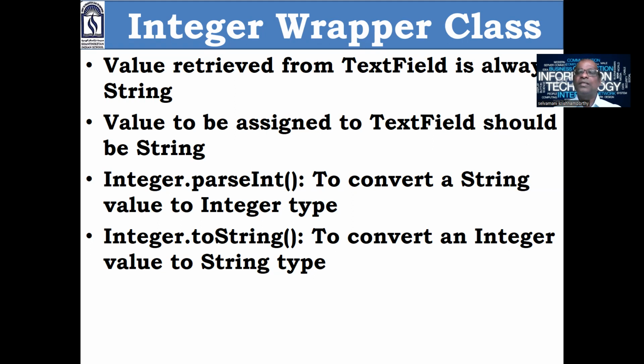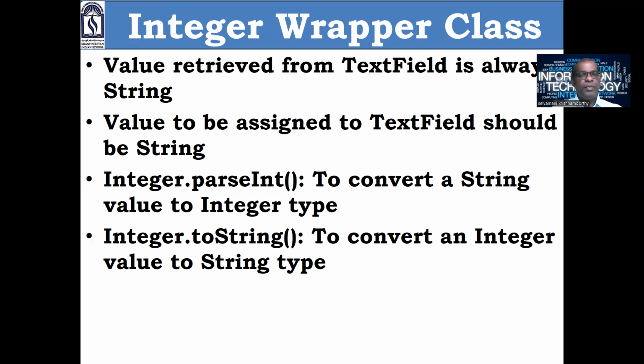Am I right? But to make some calculations, a string is not used. That string needs to be converted into numbers. Understand? That is why parseInt is one method available under the Integer class. This parseInt method is used to convert a string value to integer type. That means if I say number 12, 12 is one number. In a similar way, if I say 1, 2, not as twelve, this is called a string. I hope you understand. If I say number 12, 12 is a number. If I say 1, 2 like this, it is called a string.